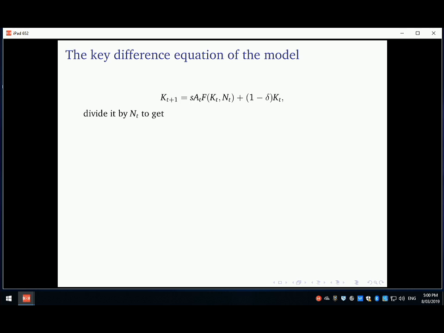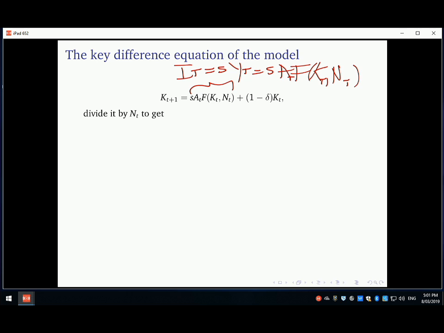Okay, so let's find the key difference equation in the model. What is that? Remember that investment, I_t, is just little s times Y_t, which is little s times A_t F(K_t, N_t). We're just replacing what investment is. Investment I_t is just little s times Y_t. That is just by definition. So we are replacing that there.